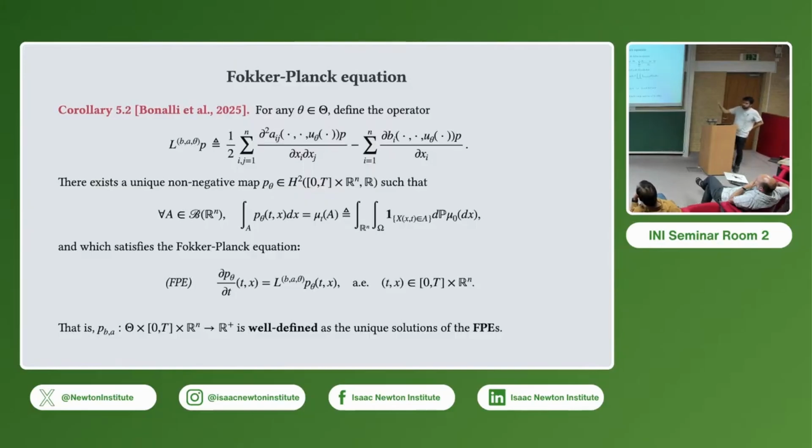And I have another result, a structural result on the density flow. It needs to follow this equation, which is called the forward Kolmogorov or Fokker-Planck equation. So it's a PDE on the density flow, with an operator L, which is defined above and which is explicit when you know the coefficients.